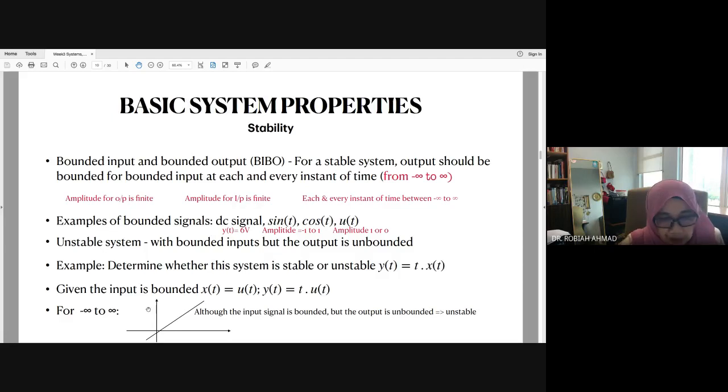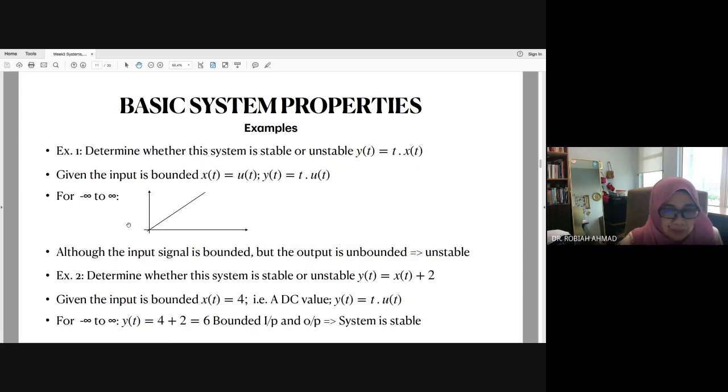For example, here is an example of whether the system is stable or unstable: yt equals t times xt. Say xt is 5 volts, but when we multiply with t, which is unbounded, therefore the system will be unstable. Okay, so this is an example.